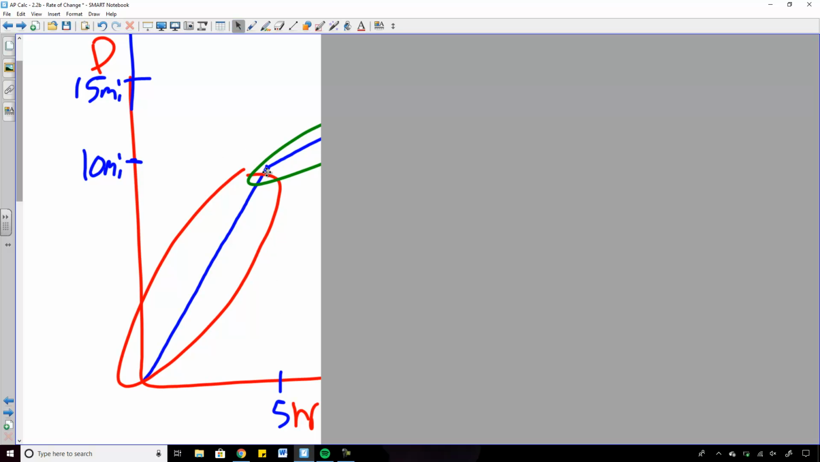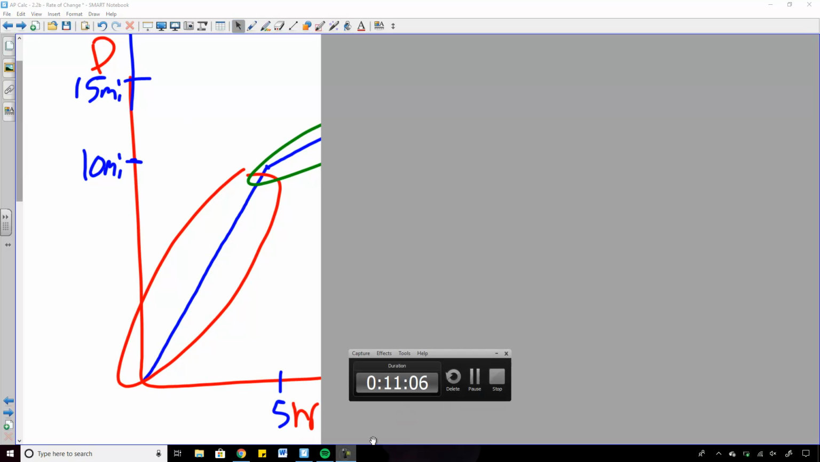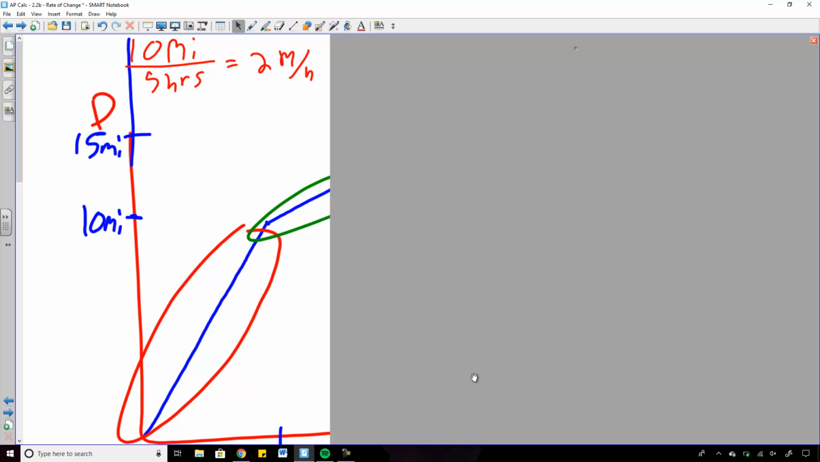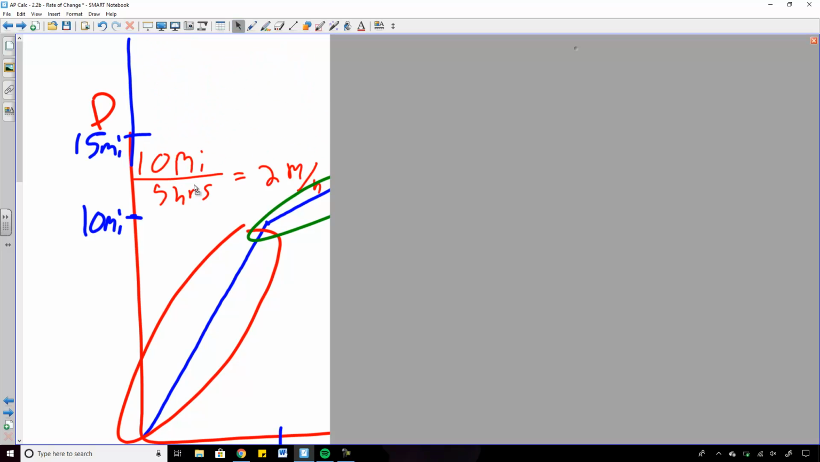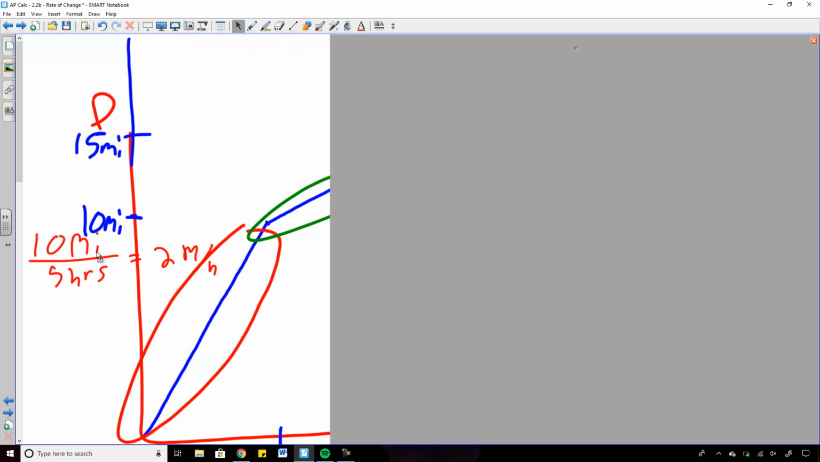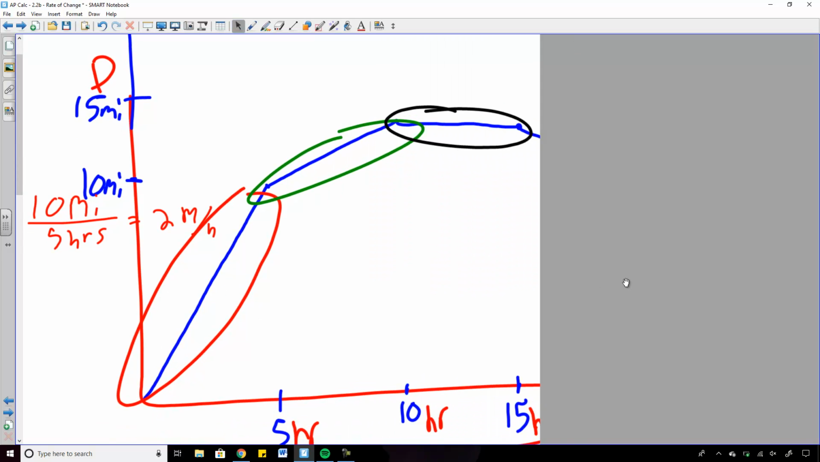We know that we went 10 miles in 5 hours. So let's think about what our average rate of change was. Pretty simple. Doesn't that have to be 2 miles an hour, 10 miles in 5 hours? So we can figure out that red slope there. That's the slope, and that's also the average rate of change. So 2 miles an hour for those 5 hours.